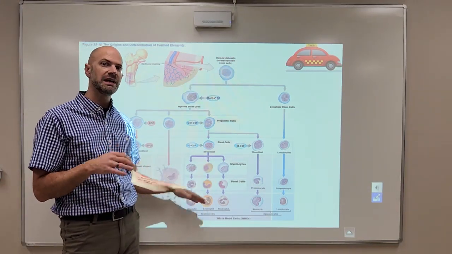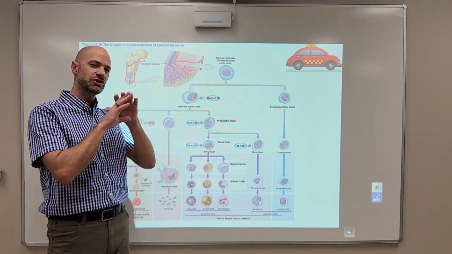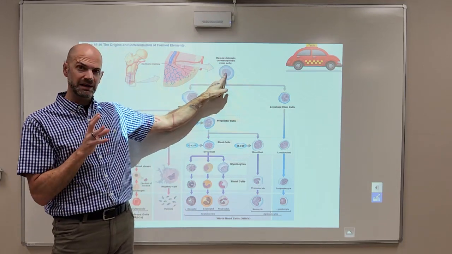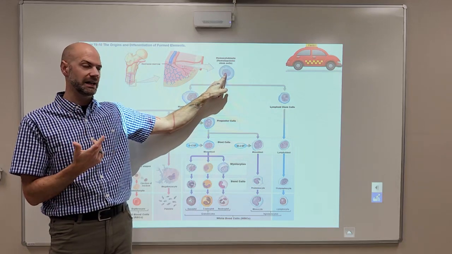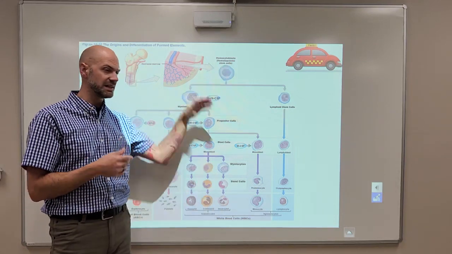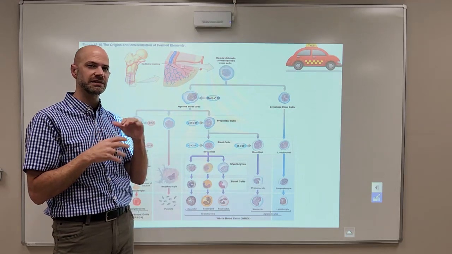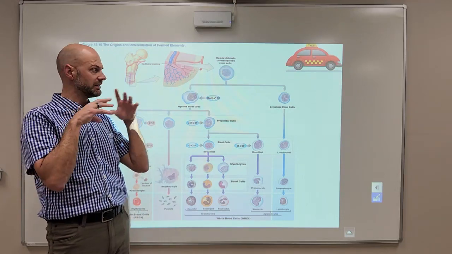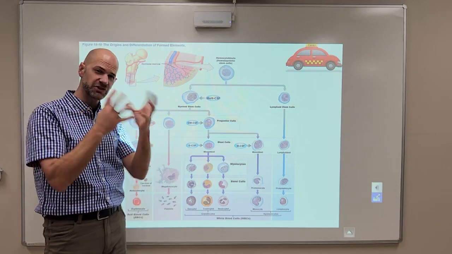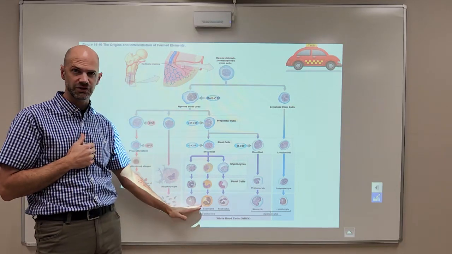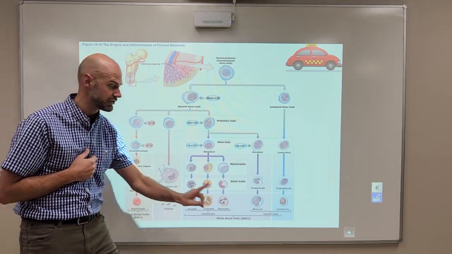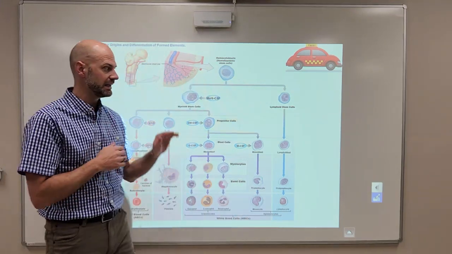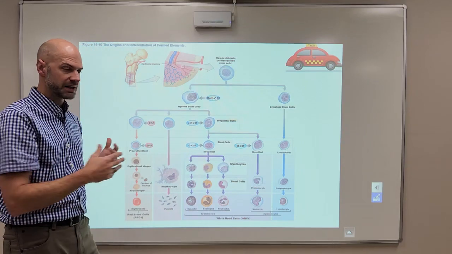Okay, differentiation is a sequential change in a cell's makeup that specifies it for function. Let me say that again. Differentiation is a sequence of cellular events where the cell gets specialized for a particular function. Red blood cells have a very different function than platelets, which have a very different function from leukocytes. So differentiation is that process.